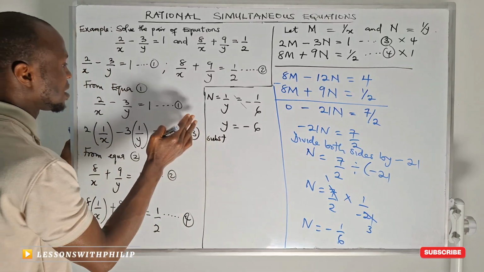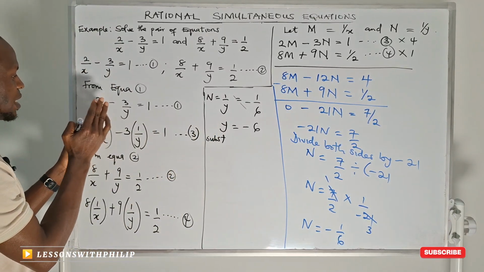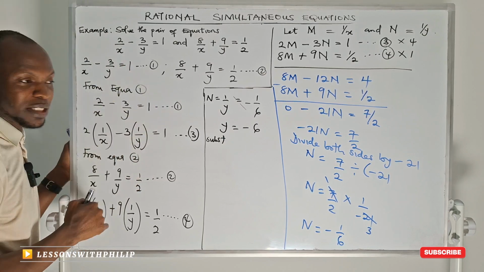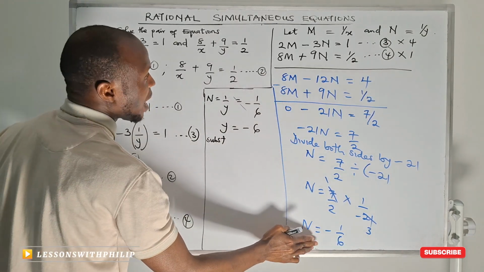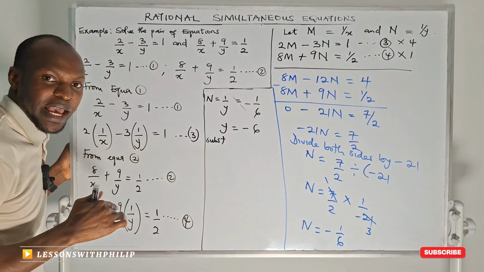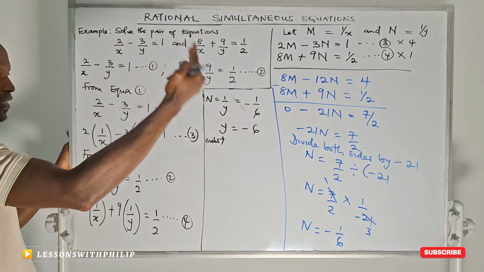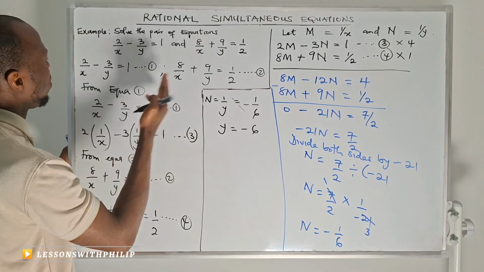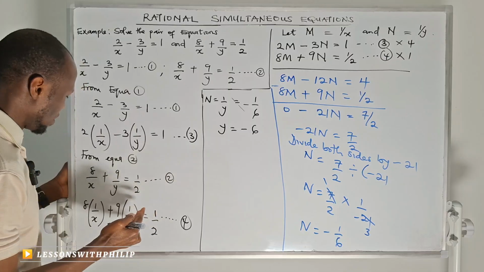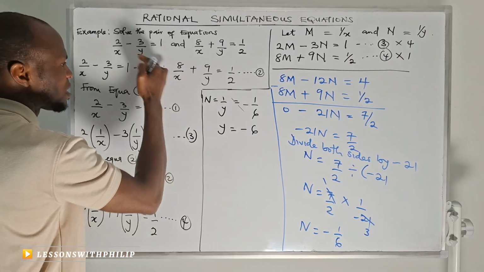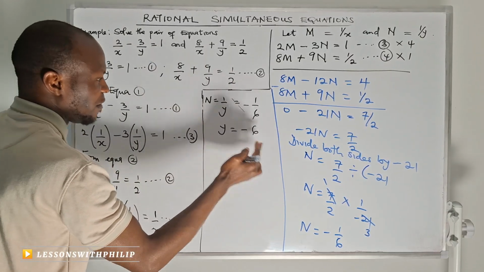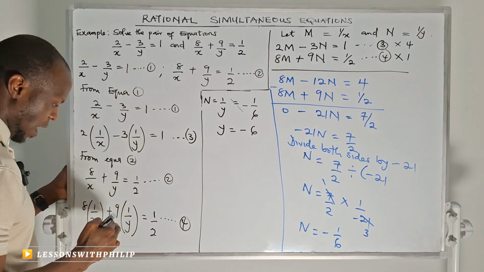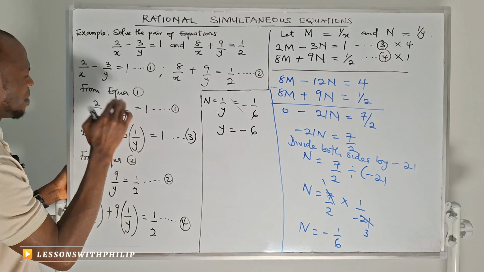Since I've gotten my y, I can insert my y in any of the equations, and I'll get my x. And I can decide to insert my n in any of the equations here to get my m, whereby I get my x. But I will just decide to use any of them. You can use any of them. If it is n you want to use, you have to use this equation. If it is y you want to use, you use any equation that has y. Okay, let me use this.